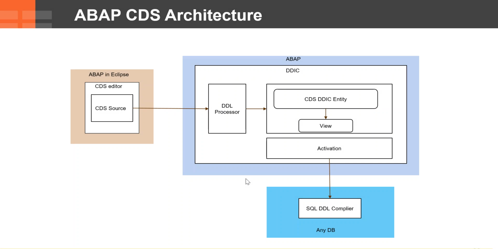ABAP CDS architecture. What I have done is create a CDS view in ABAP in Eclipse, in the ABAP perspective of HANA Studio, in the CDS editor, that is, the data definition or DDL source in the data dictionary folder. I created a source and wrote the code. As soon as my DDL processor processes the CDS source to the CDS view entity and DDIC view, which is nothing but a DDIC source in ABAP, and I activate my CDS entity, it will create a CDS view entity in HANA, or it can be accessed in HANA as well. It can be accessed in ABAP as well. This is how ABAP CDS architecture works.